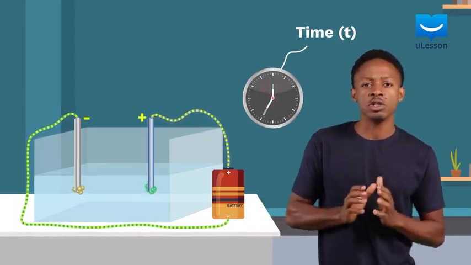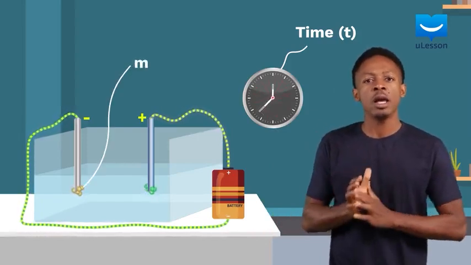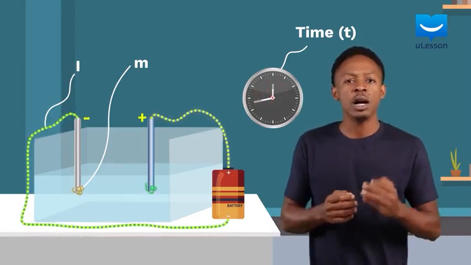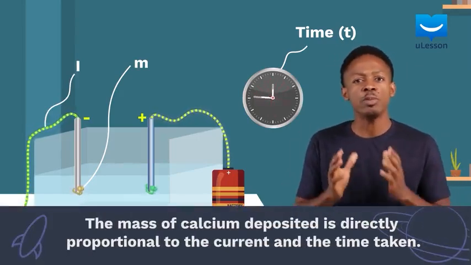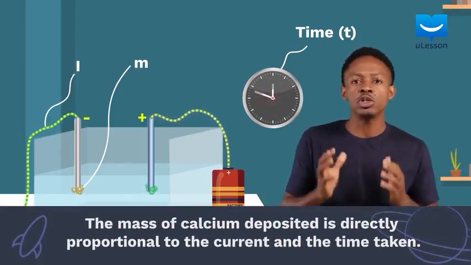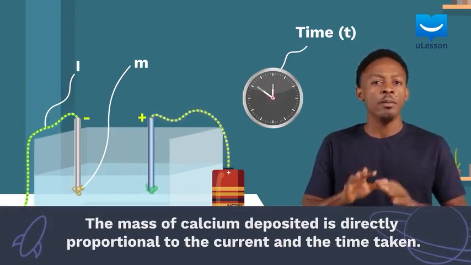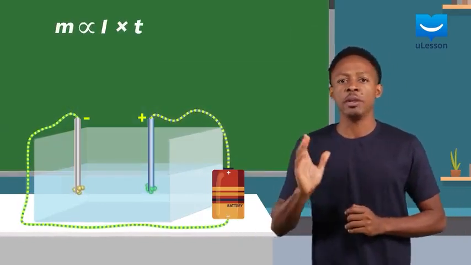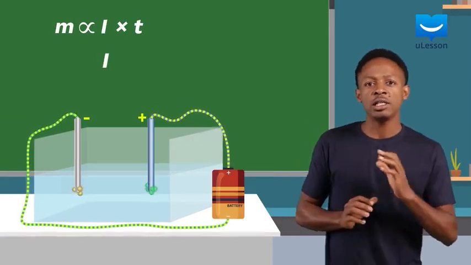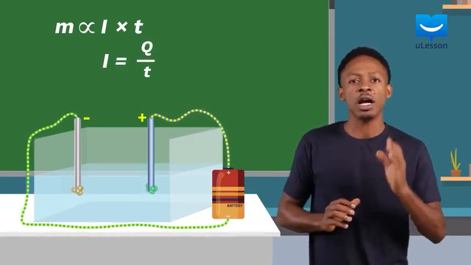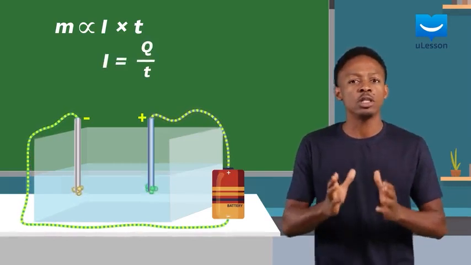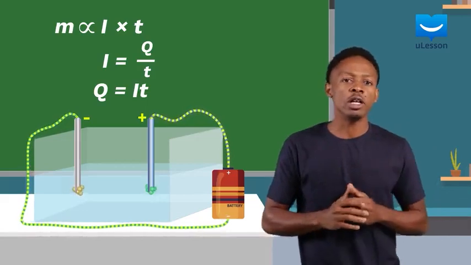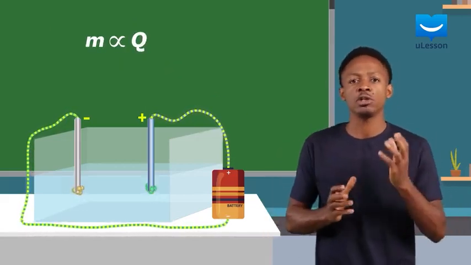If the mass of the calcium deposited on the cathode is m, and the current that has passed through the solution is I, then we can say the mass of the calcium deposited is directly proportional to the current and the time it took the current to flow. Mathematically, we can say m is directly proportional to I multiplied by T. But the current I is equal to the quantity of charge flowing at a given time T. This implies the quantity of charge Q is equal to I multiplied by T. We can then write our relation as m is directly proportional to Q.